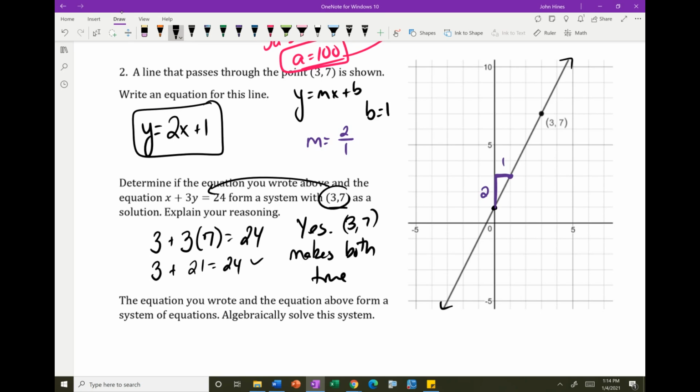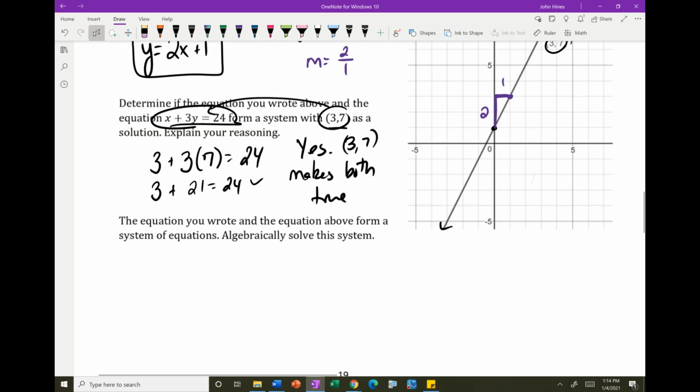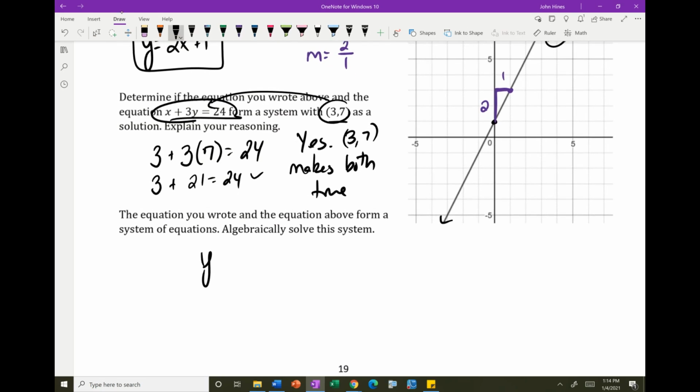How do I know it makes both true? Well, I plugged it into that one, and this one's on the graph, which means it's true. So we're good to go there. The equation you wrote above and the equation above form a system. So y equals 2x plus 1 and x plus 3y equals 24 form a system.